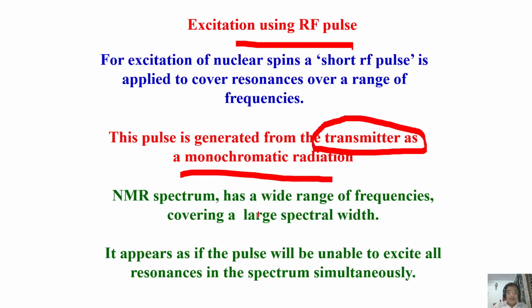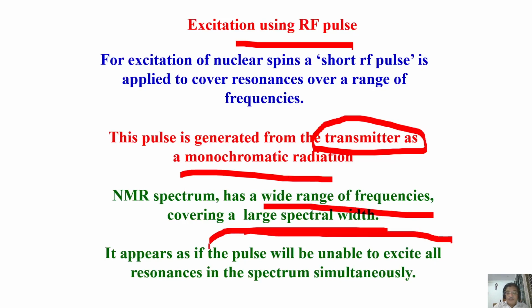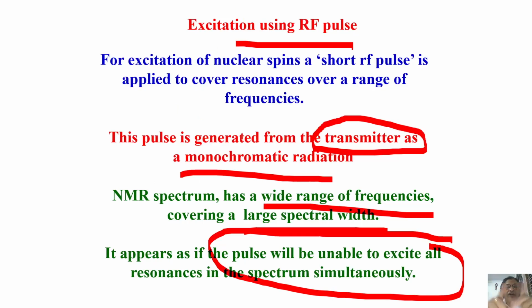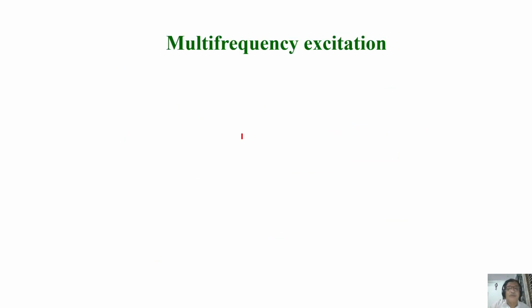And remember, an NMR spectrum is a wide range of frequencies covering a large spectral width. So at first instinct, you will guess you cannot excite all the frequencies with a monochromatic radiation, a single-frequency radio frequency pulse. But it is not true. What is happening is we have a multi-frequency excitation.